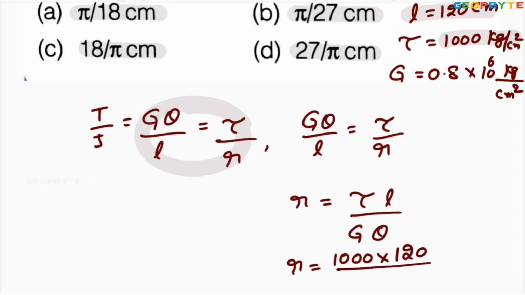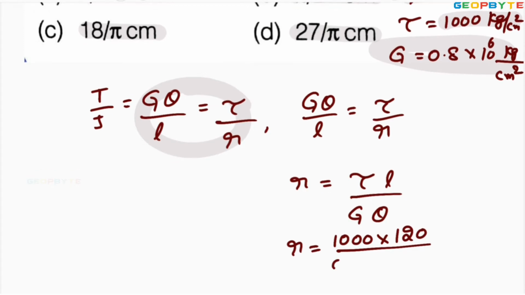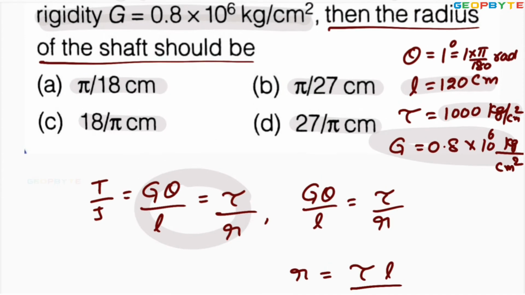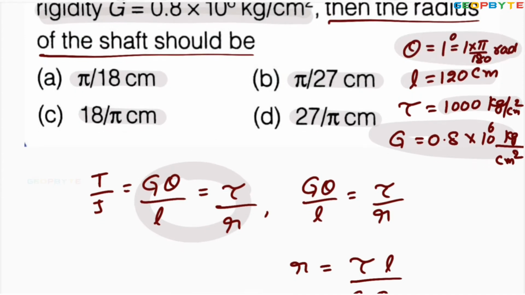G, shear modulus. The shear modulus given is 0.8 into 10 power 6, into theta, pi by 180. Once again look at the theta. This is the theta, it is in radians, pi by 180.